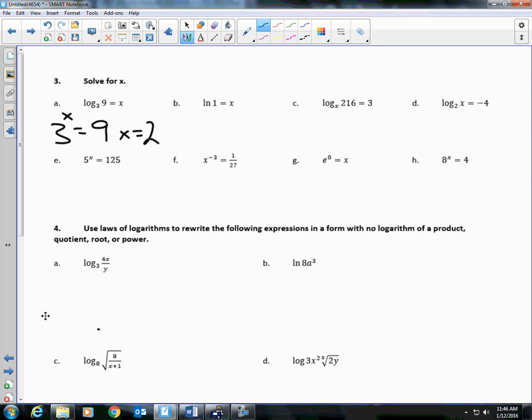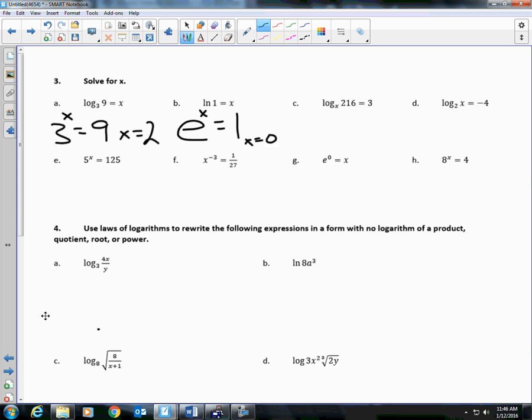What is the base for b? The base for b is e. e to the x power is equal to 1. What do you take to the x power to get 1? 0. x is equal to 0. Okay. Oh, sorry about that. I think this should be, no, that's right.